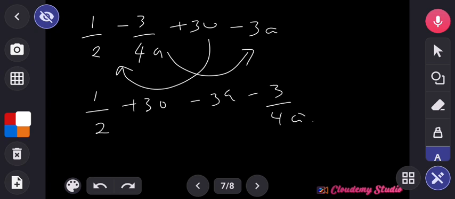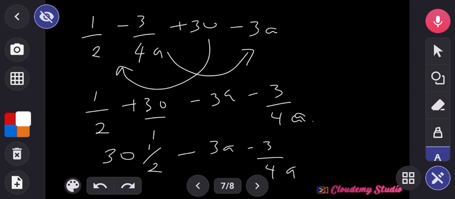Right? We have this. Now, 1 over 2 plus 30. That will give us 30 whole number 1 over 2. Then minus 3 minus 3 over 4. And this is our final answer for this particular question. Now, let us move to the next question.